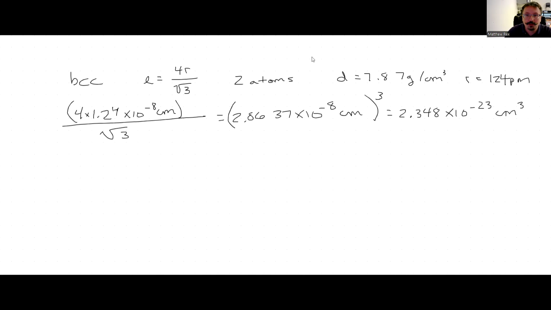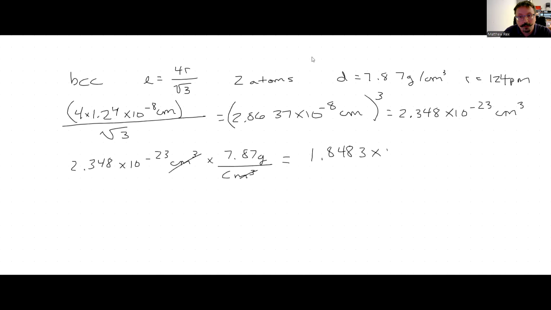Now I can take that value and multiply it by the density. That's going to cancel out my volume term and leave me with the mass term. So we'll know how much mass is present inside a single lattice cell. And that is 1.8483 times 10 to the -22 grams. So now if we can find out how many moles we have, put grams over moles, find the molar mass, and find out on the periodic table what substance we have.